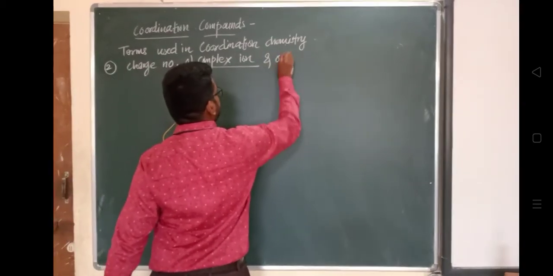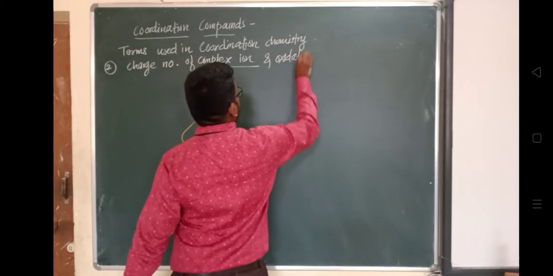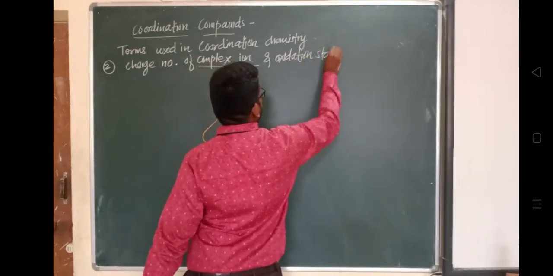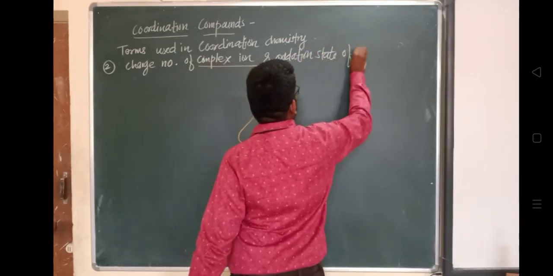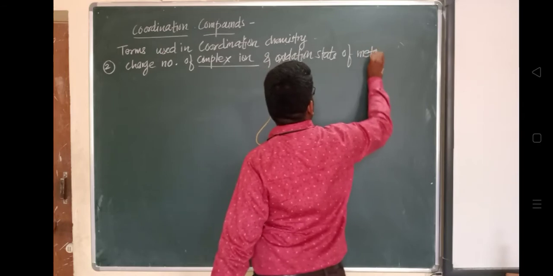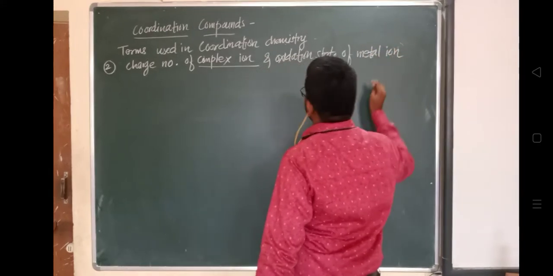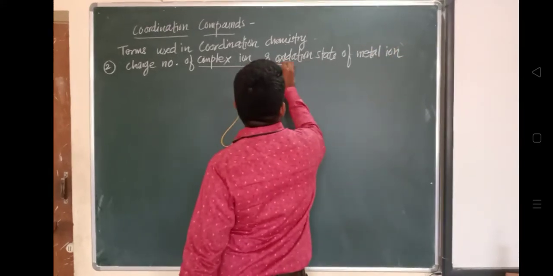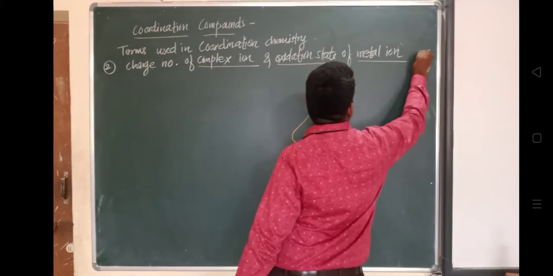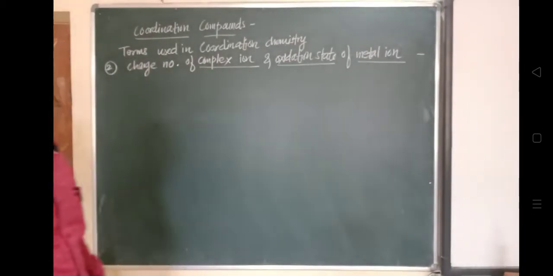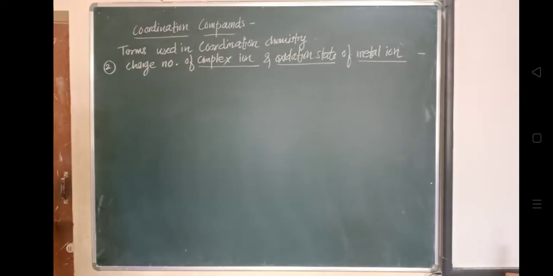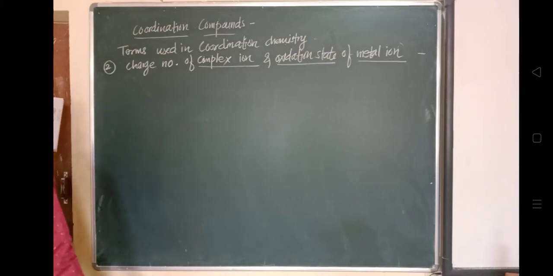तो क्या होता है, what is the charge number? So a charge number means what? So I will write here. A charge number means what? It is a net charge. जो net charge होता है, net charge residing on complex ion, जो इसके ऊपर होता है. So that is called as a charge number.